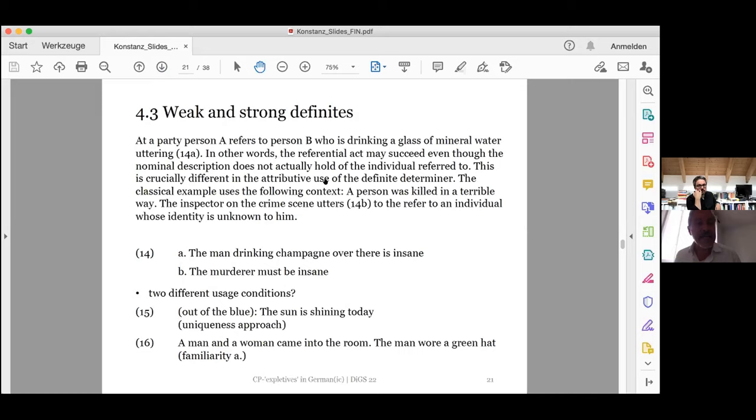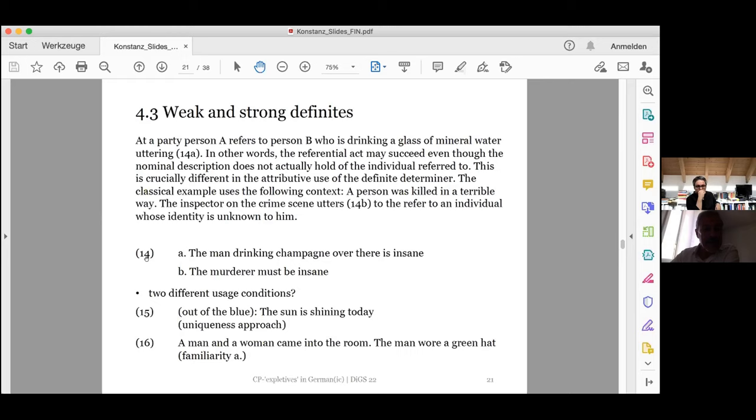We need to distinguish weak and strong definites. We introduce them. In the nominal domain, the distinction is known from various discussions. On the pragmatic side, there was the discussion brought up by Donnellan about the attributive and the referential use of a definite determiner. The standard case is given in 14.